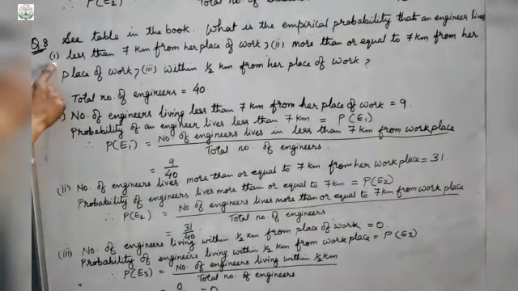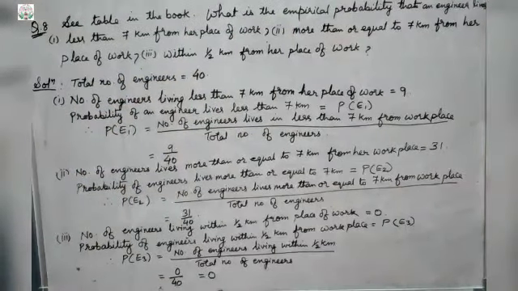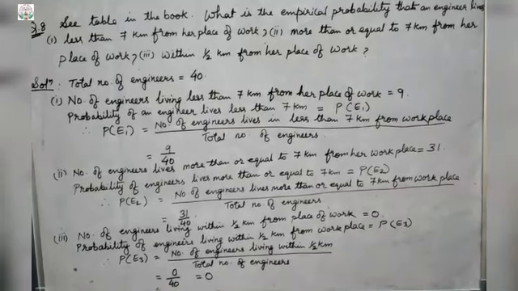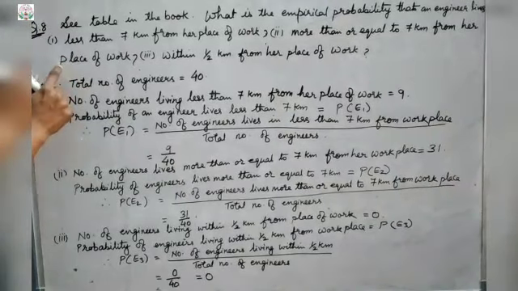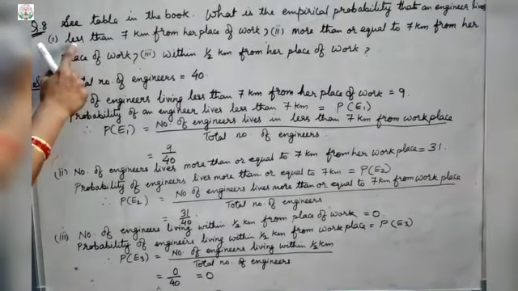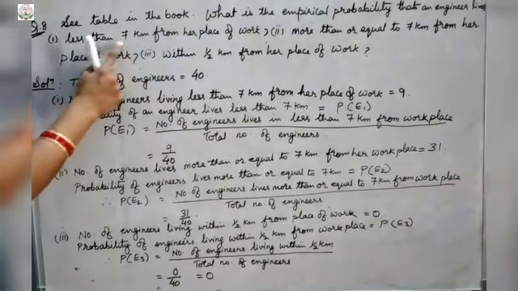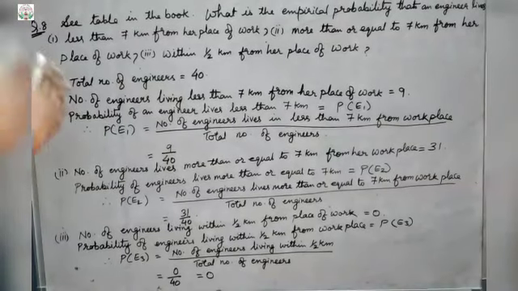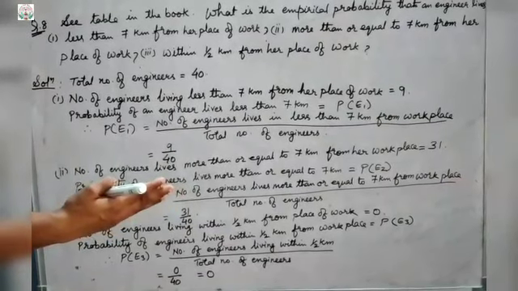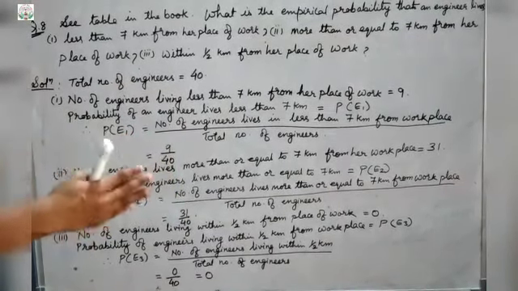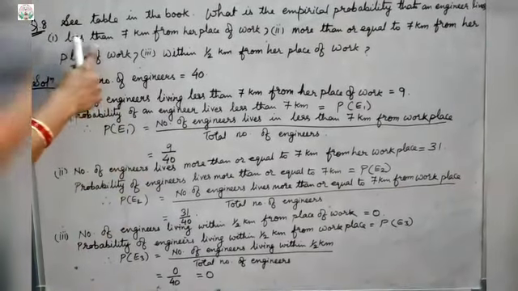Okay. So now what is your question? The question is, what is the empirical probability? Empirical means based on the numbers. The empirical probability that an engineer lives less than 7 km from her place of work. Less than 7 km means up to 6 km. How many engineers are staying within that distance? That you have to find: the probability of engineers staying less than 7 km.